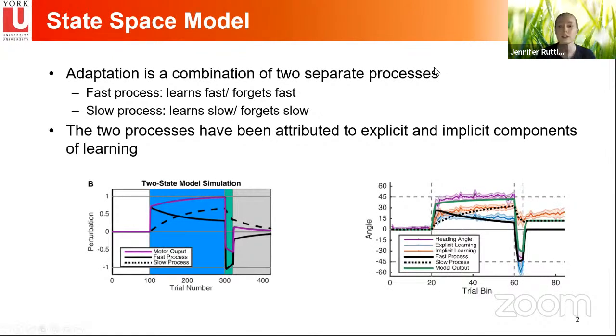And recently, these 2 processes have actually been attributed to explicit and implicit components of learning. And what it really is, is this balance between the fast and slow process, or the explicit and implicit components, that creates the learning or actual motor output that we see people making. And that's what that purple line is on the graph on the left below. I'm just going to be using this model to frame how learning may be different when there are different visual feedback cues during the adaptation phases.